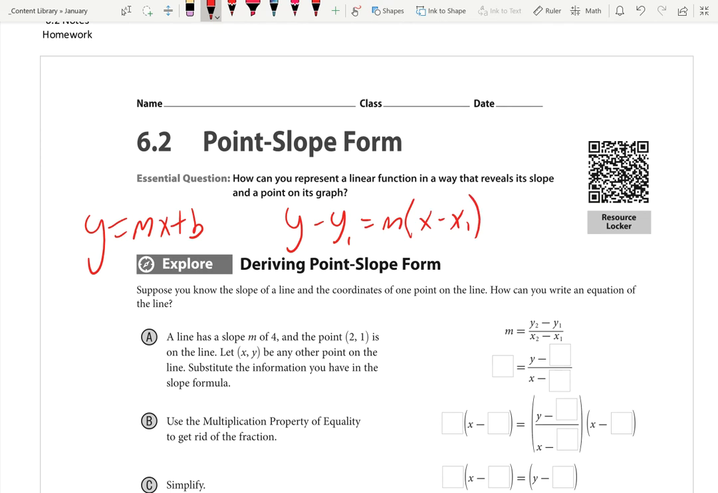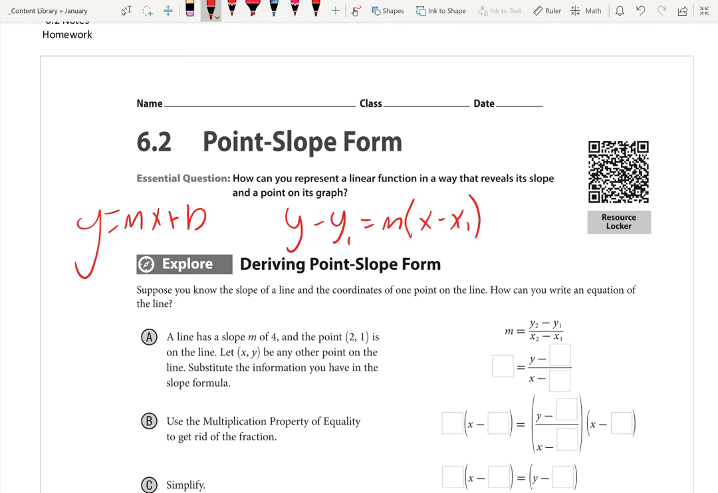Now, slope intercept form is called slope intercept form for a reason, because it's comprised of the slope and the y-intercept literally in the equation, right? Slope and the y-intercept are part of the equation. Thus the name slope intercept form.